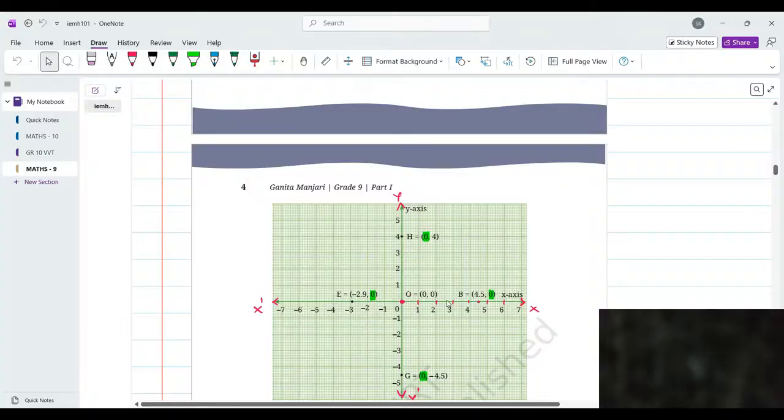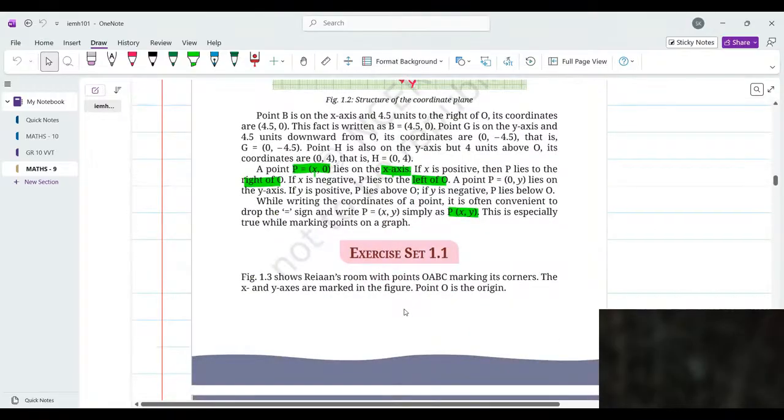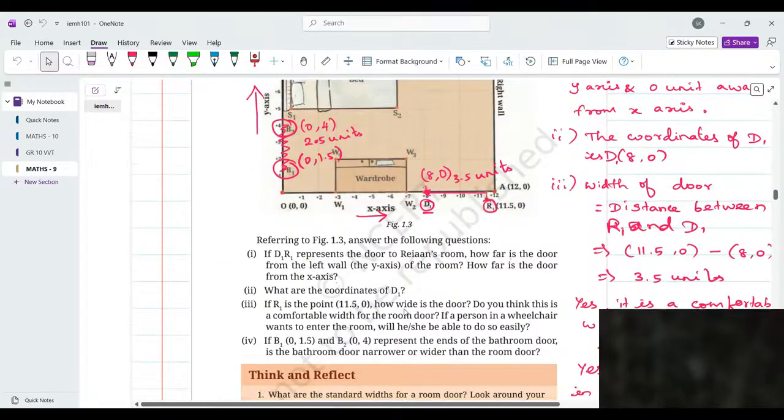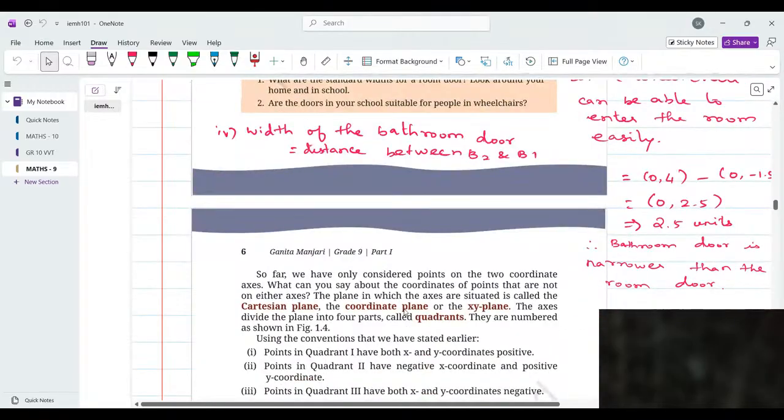Right of 0 are positive values of x. Left of 0 are negative values of x. In the same way, above 0 are positive values of y, and below 0 are negative values of y. Any point on the x-axis can be marked with y coordinate 0, and any point on the y-axis with x coordinate 0. These are the points we learned in the previous exercise. Now we are moving on to the next topic.